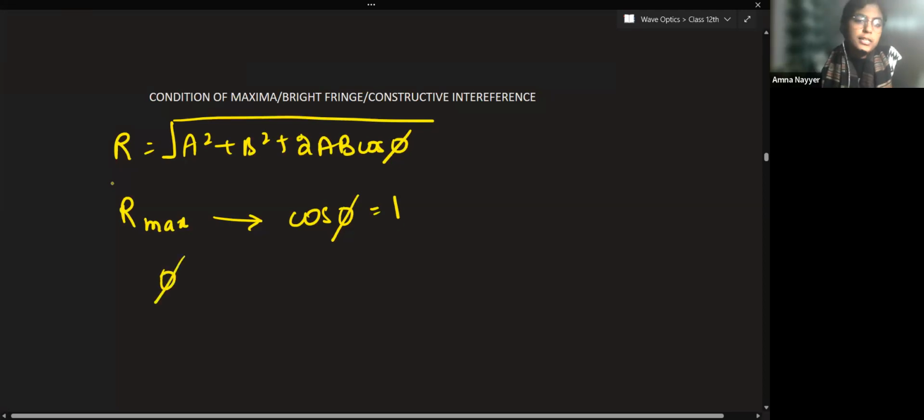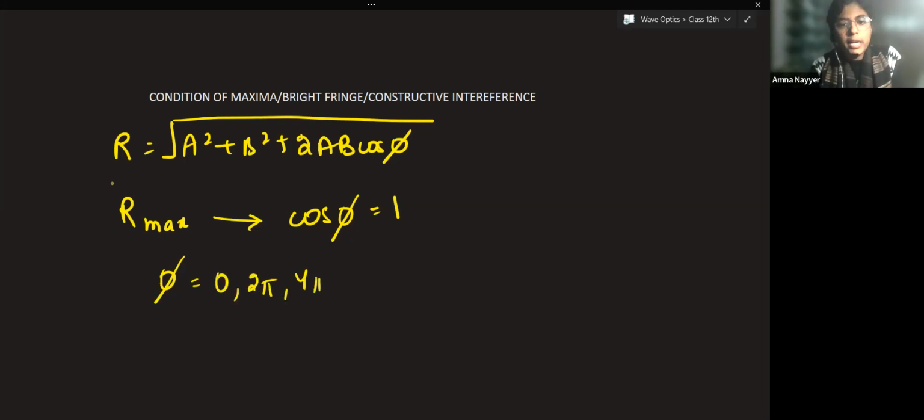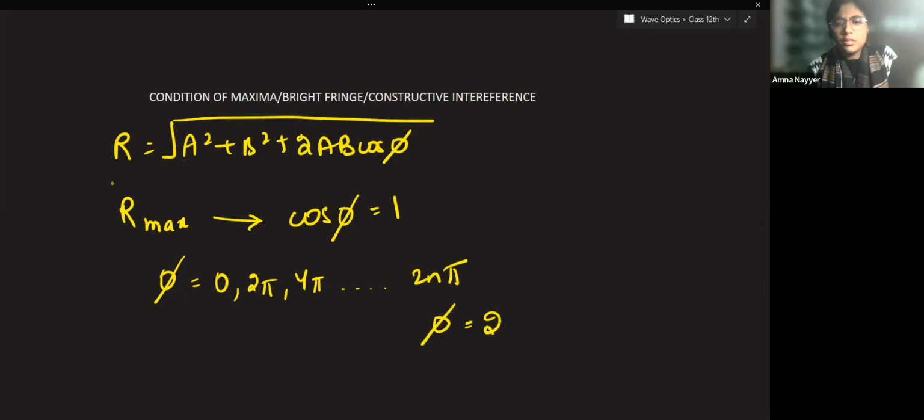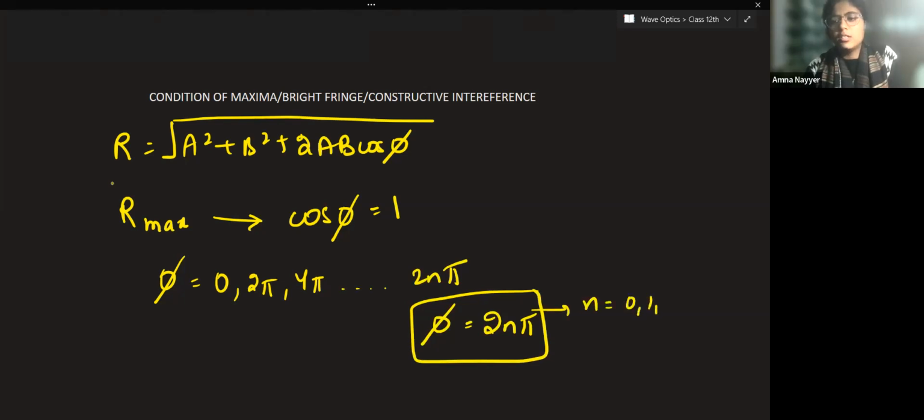For cos phi to be 1, phi's value can be 0, since cos 0 is 1. It can be 2 pi, 4 pi, 6 pi, 8 pi, 10 pi, all the even multiples of pi. That makes it 2n pi. So phi becomes 2n pi, where n is 0, 1, 2, 3, or any such number.